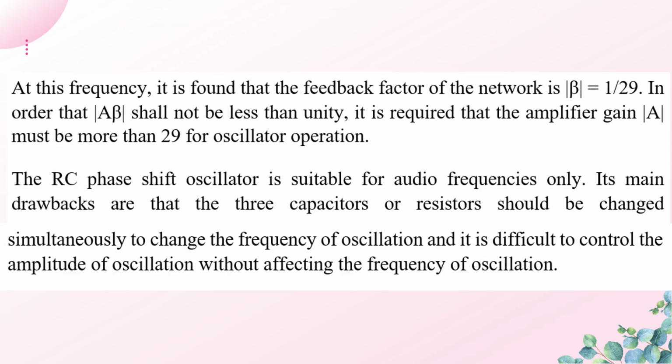At this frequency, it is found that the feedback factor of the network is beta equal to 1 by 29, because we know that the condition for oscillation is modulus A beta equal to 1 and we know that A is equal to 29, therefore beta should be equal to 1 by 29 and this factor should not be less than unity. So the required condition is that the magnitude of amplifier gain is greater than 29. This is the condition required for maintaining sustained oscillation.